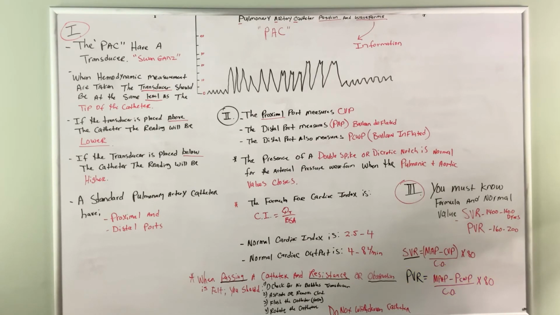It's very important that you know the pulmonary artery catheter position and the waveform. Do not forget this information in the middle of the board when it comes to the proximal port and the distal port of this catheter, because you will see these. Know what a double spike and dicrotic notch is, because you will see this again. The formula for cardiac index you will see again, and when you're troubleshooting the pulmonary artery catheter, please check for air bubbles in the transducer, aspirate or remove the clot, flush the catheter with saline, or, most common on this exam, rotate the catheter. And there you have it.